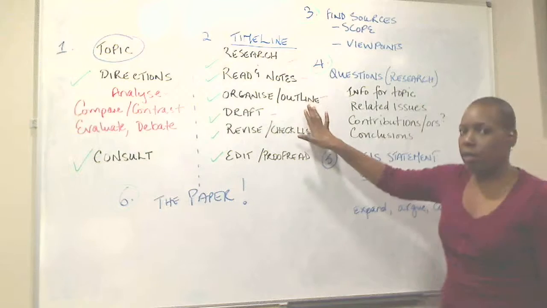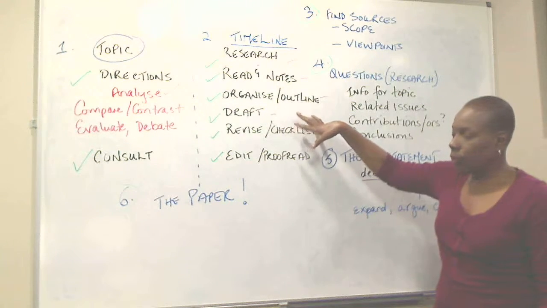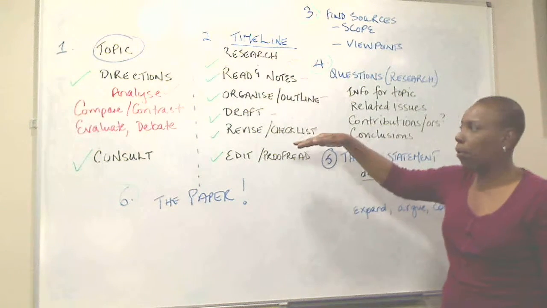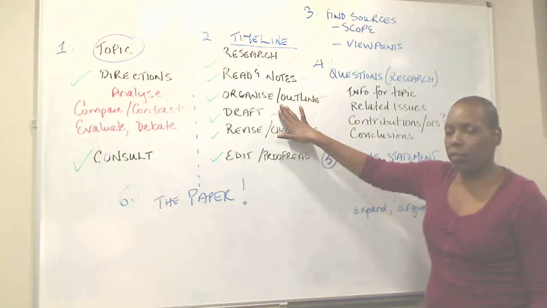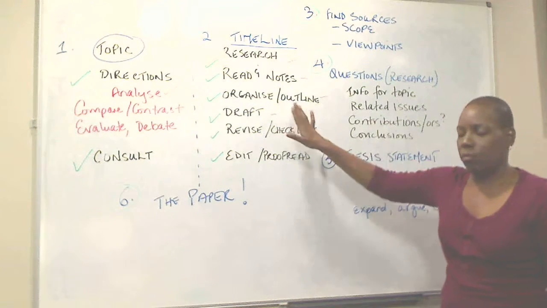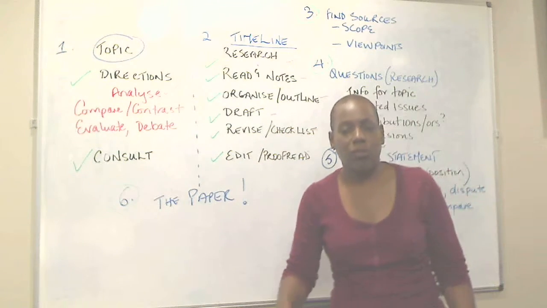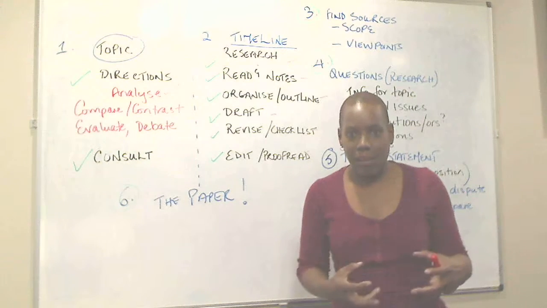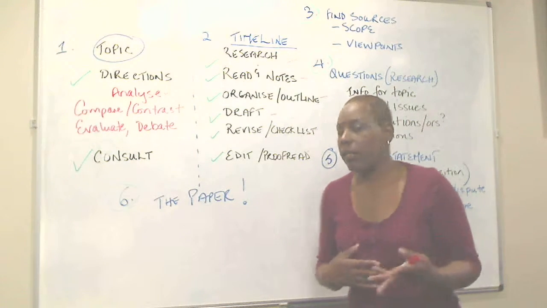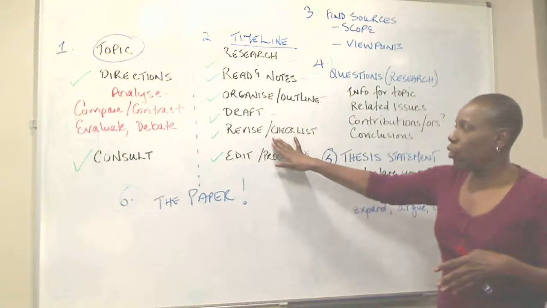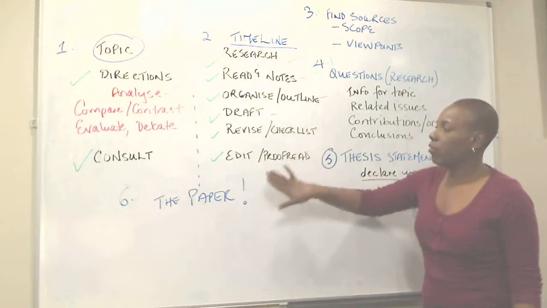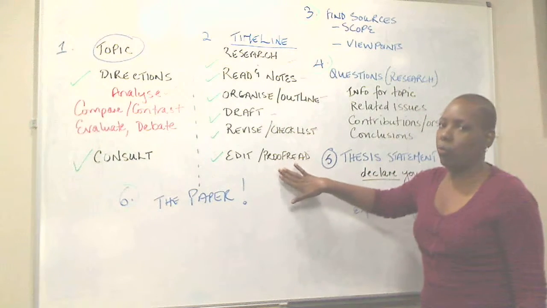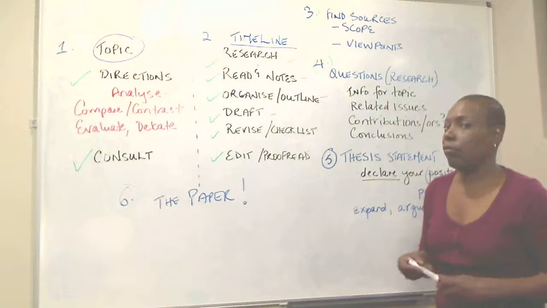Organize and outline your work and your paper. You get to the draft, and again I remind you that the draft is not singular. A draft can have many editions. Then you revise and you have your checklist, you edit and you proofread. Now why do we want timelines for each area?